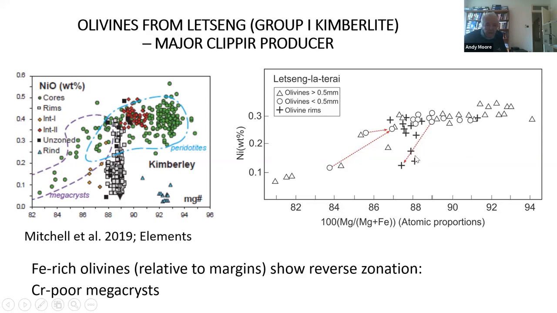These are the olivine edges, the crosses, and these are the relatively more iron-rich olivines, and they show reverse zonation. And the cores of these olivines go down to relatively iron-rich compositions, around a magnesium number of 81.